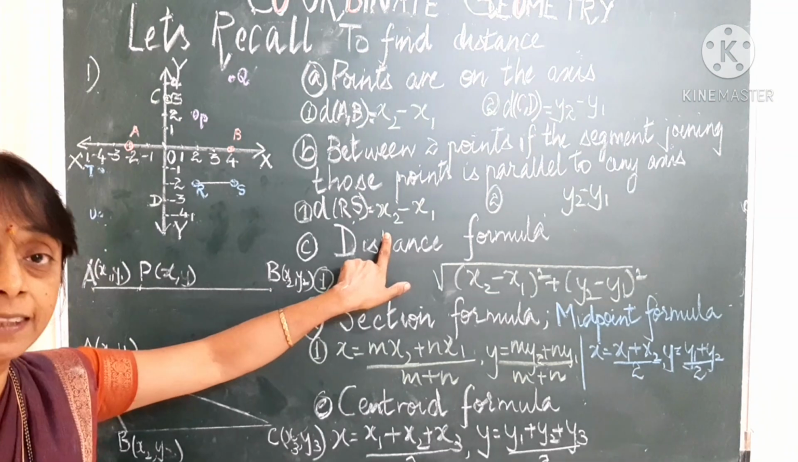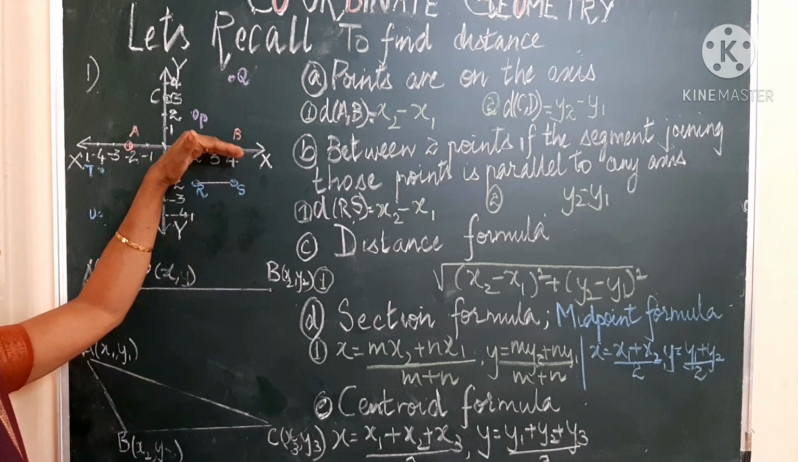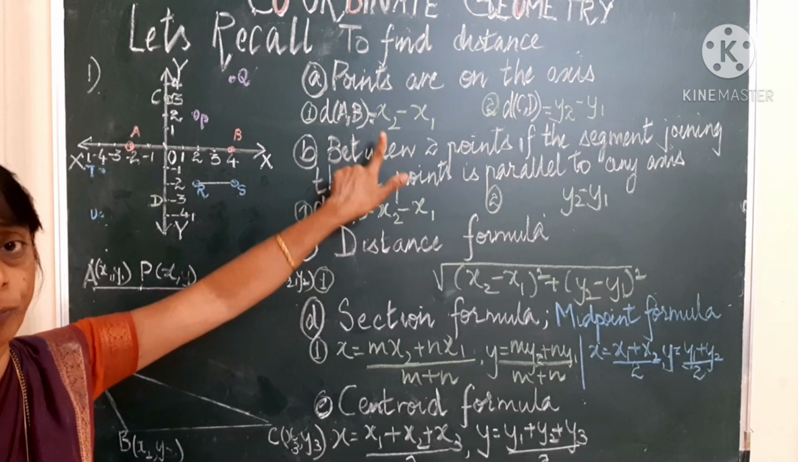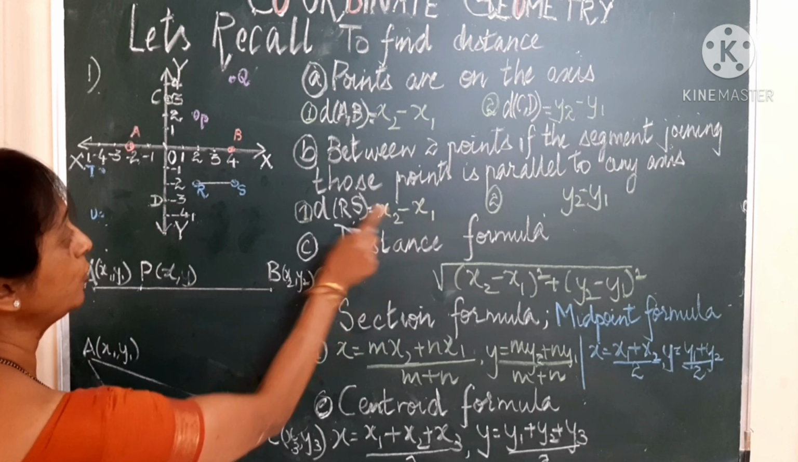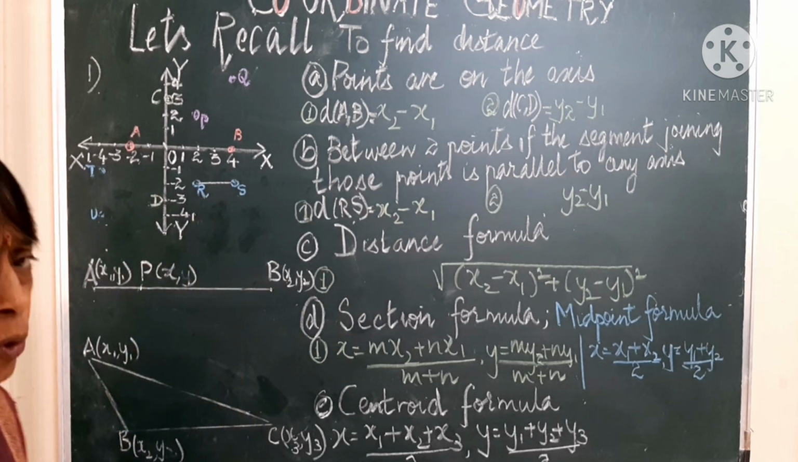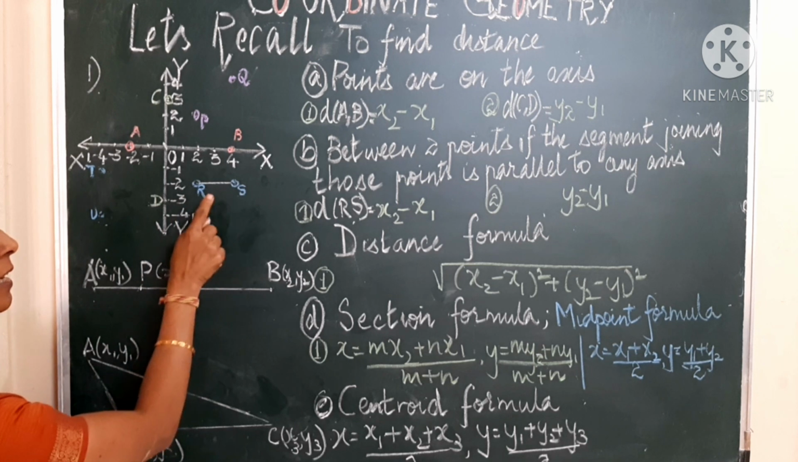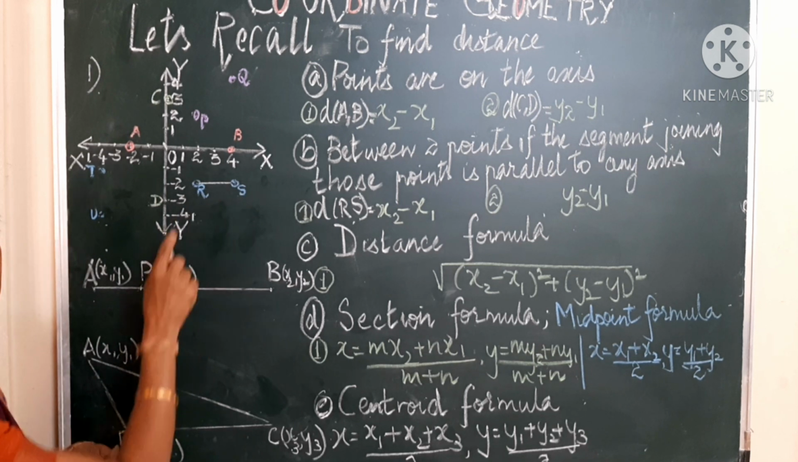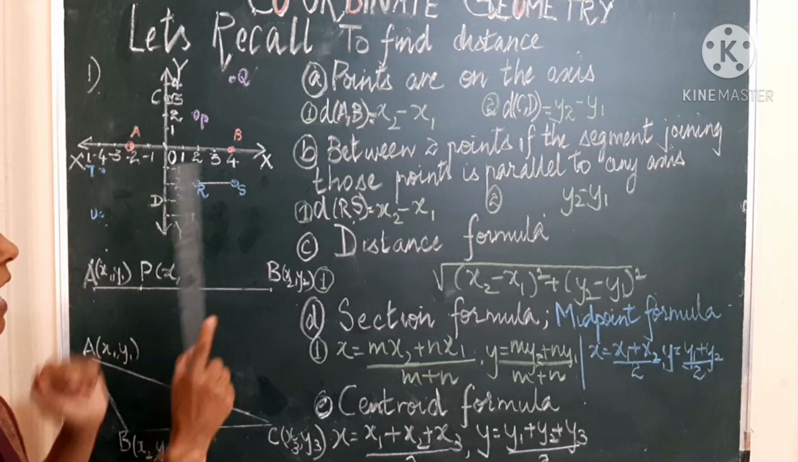So how do we get the distance between the two points when the joined segment is parallel to the x-axis? By the same formula, that is the difference in the x coordinates, x2 minus x1. Who is x2? Who is x1? x2 can be the larger coordinate and x1 will be the smaller coordinate. That will give you distance RS.